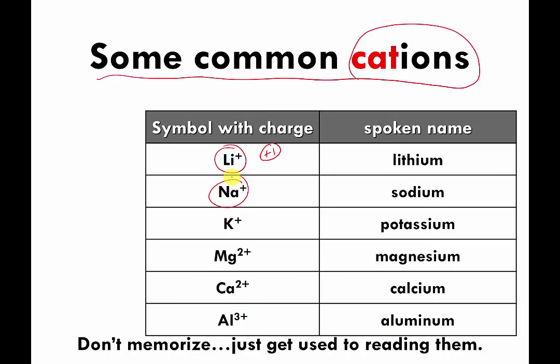This is a sodium cation, also charge of plus one. Potassium as well. If you have a different ion, like this magnesium ion, that has a different charge, then you have to write the number. So this particular magnesium cation has a charge of plus two. So does this calcium, and this aluminum has a charge of plus three. Again, you don't really need to memorize these. You just need to be able to recognize what this number in the upper right is telling you.